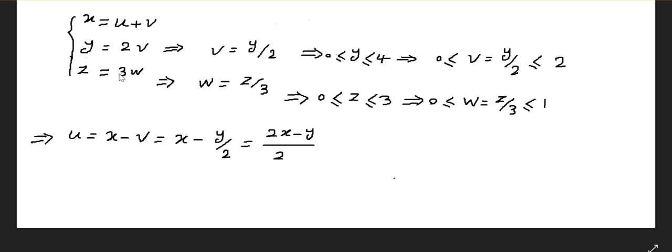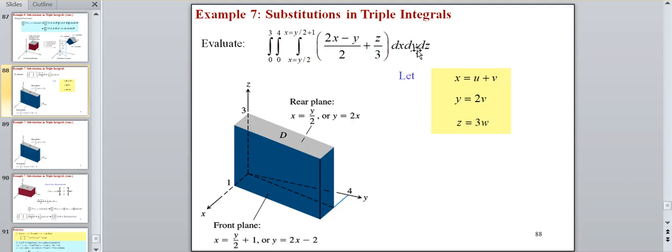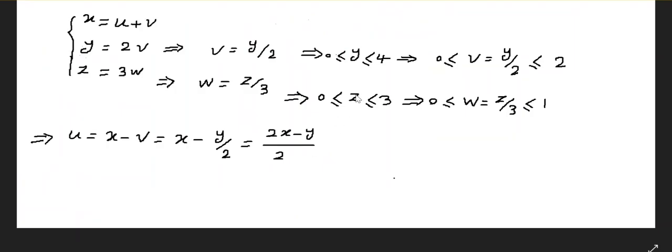Similarly, z equals 3w, right? If we divide both sides by 3, w equals z over 3. Back to this integral, look at the limits for z. z is from 0 to 3, so if we divide both sides by 3, z over 3, which is w, is between 0 and 1. So you can see v between 0 and 2 and w between 0 and 1. But the limits for u are a bit more complicated, and I'm going to explain.